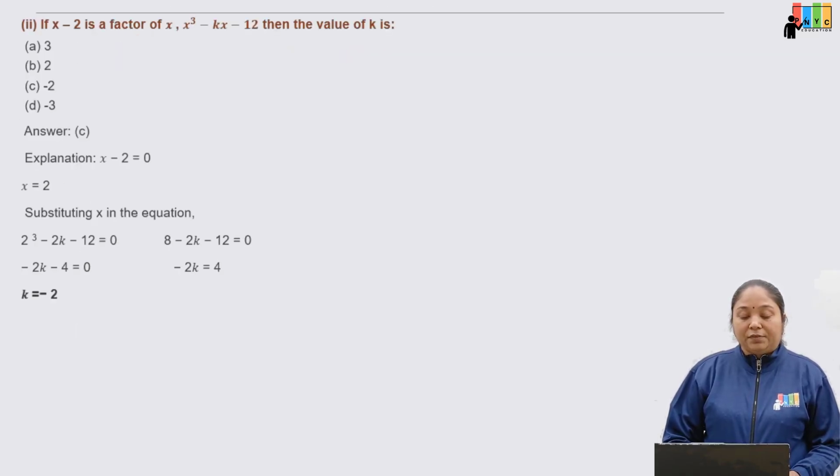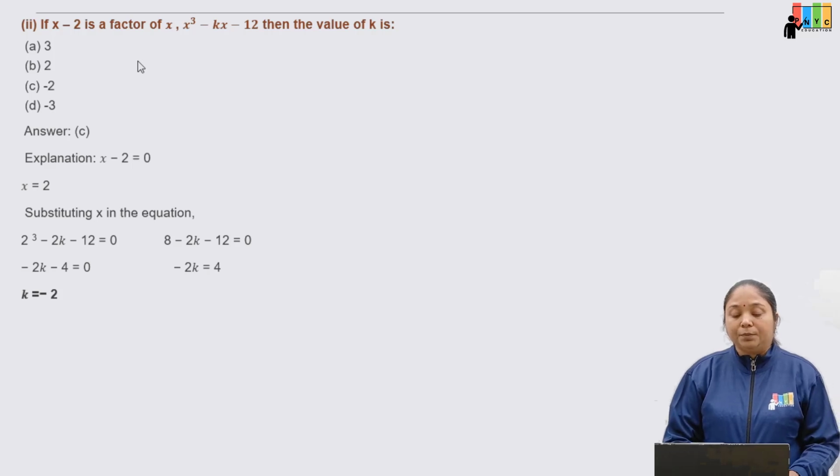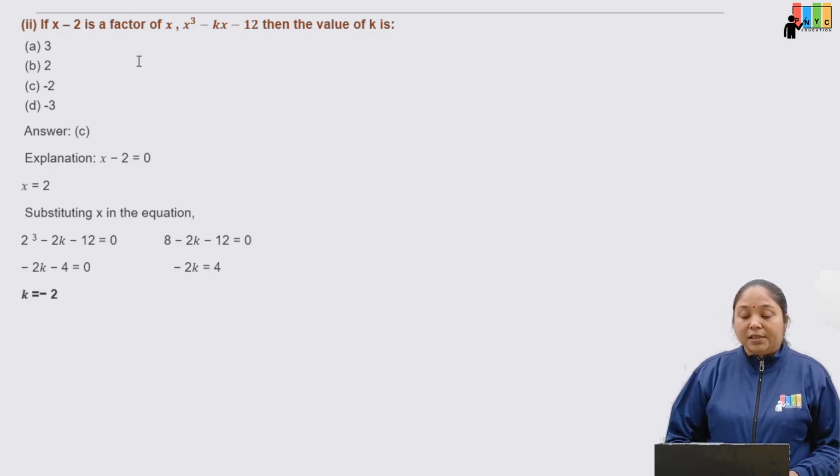The second question we'll see. If x minus 2 is a factor of the polynomial x cube minus kx minus 12, then the value of k is. Now we need to find out the value of k. Here a factor is given. Factor is given means what? x minus 2 is a factor. So x minus 2 is equal to 0. That means x is equal to 2.